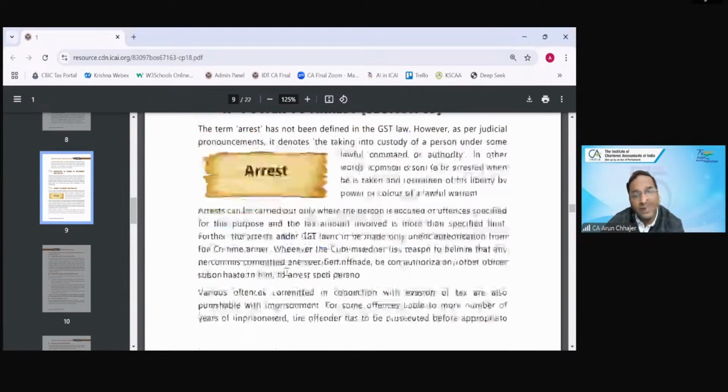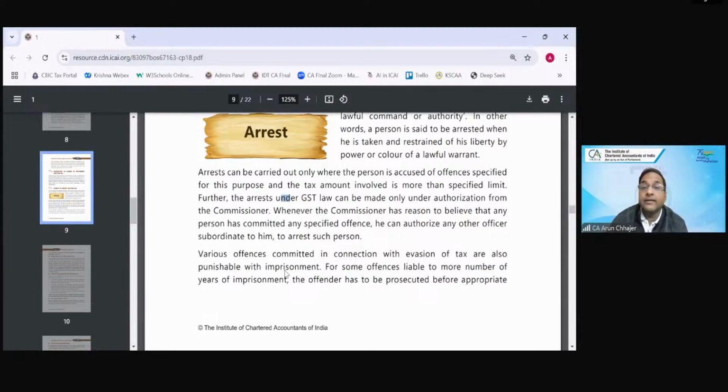ठीक है? Arrest can be carried out only where the person is accused of offense specified for this purpose and the tax amount involved is always more than specified limit. कितना specified limit है? More than 2 crore. ठीक है? कौन से ऑफेंस हैं? That we will discuss. So combination of two. दोनों चीजें satisfied होनी चाहिए. कौन से ऑफेंस और कितना अमाउंट, both are being combined conditions. अगर दोनों होगा तो ही उस पर्सन को अरेस्ट किया जा सकता है, directly during the trial also.